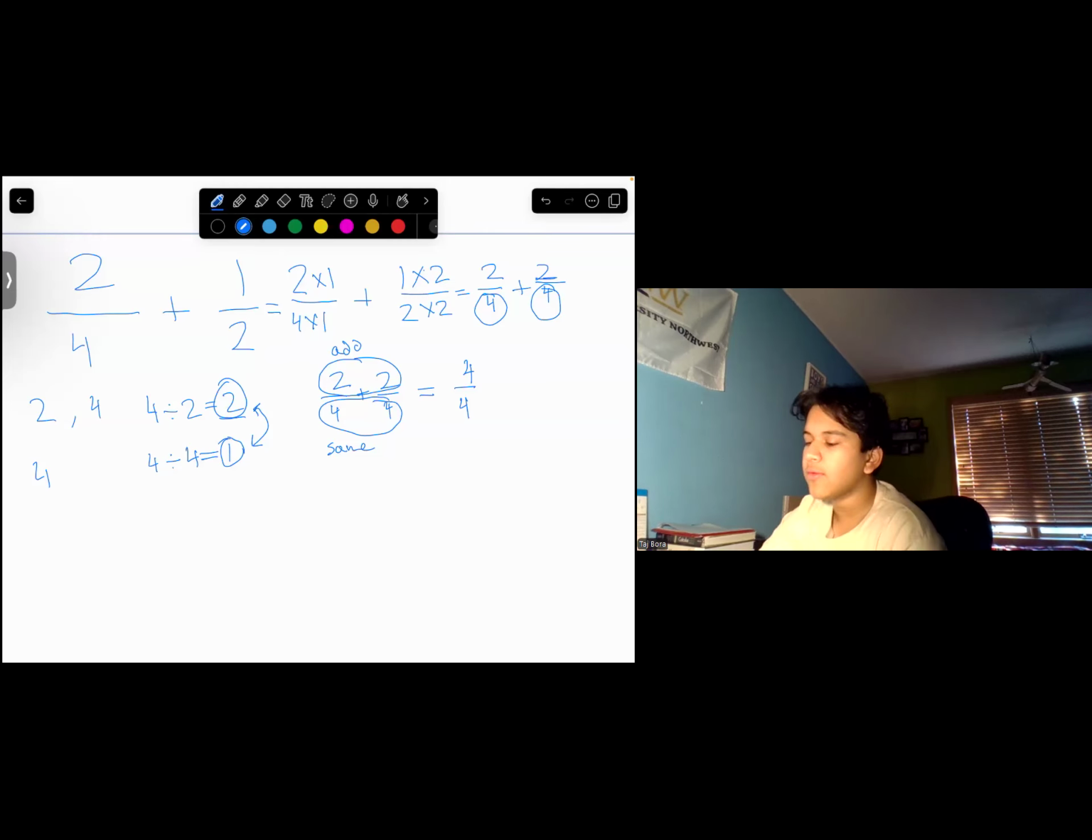Now, 4 over 4 could be the correct answer, but to get full points, you want to make sure you simplify. So the number that can be divided by both 4 and 4 is obviously 4. So you can divide 4 on the top and divide 4 on the bottom. And then you are left with 1 over 1, and 1 divided by 1 is the same thing as 1.